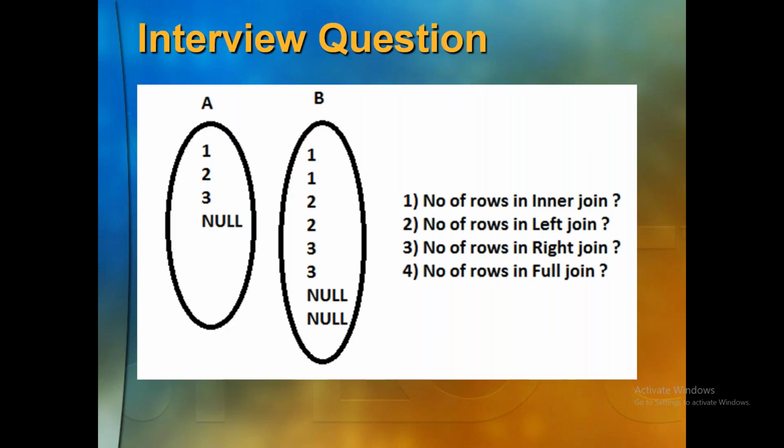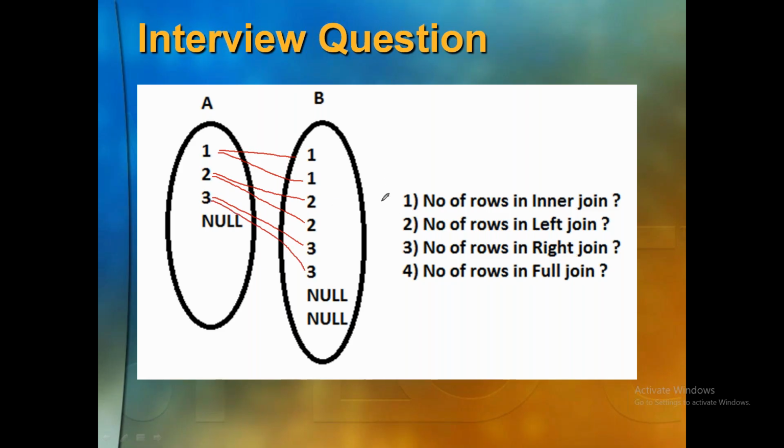Right? The first question is 1, 2, 3, null and 1, 1, 2, 2, 3, 3, null, null. Number of rows in inner join, number of rows in left join. The answer we already discussed, right? So number of rows here: 1 into 1 and 1 into 1, you will have two rows, and 2 into 2 and 2 into 2, two more rows, and 3 into 3 and 3 into 3, right?